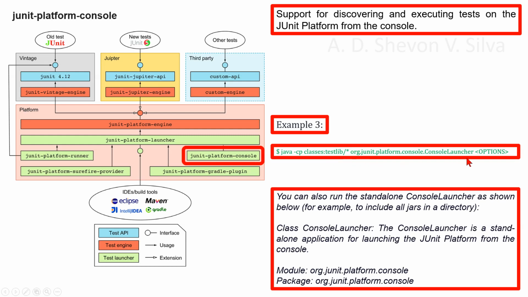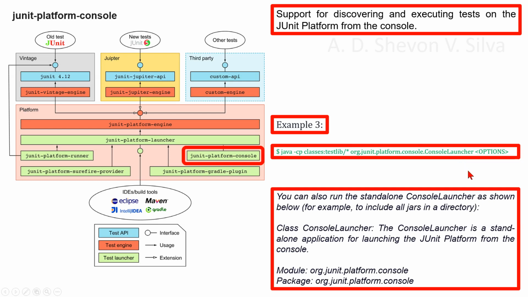Exit code: the console launcher exits with the status code of 1 if any containers or tests fail. If no tests are discovered and the --fail-if-no-tests command line option is applied, the console launcher exits with the status code of 2. Otherwise, the exit code is 0.